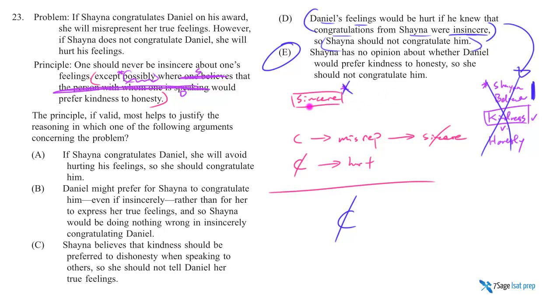Because the principle is clear. Don't be insincere. Always forever be sincere. Oh, maybe a carve-out, right? Here's a carve-out. Okay, so you need to examine the carve-out. This thing tells us nothing about the carve-out, right? So that's why D is a terrible answer choice.